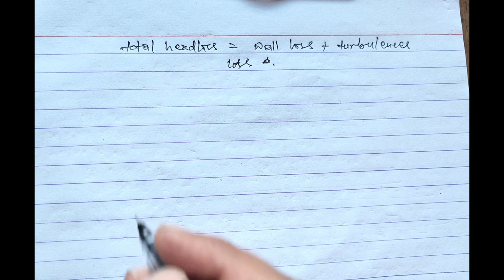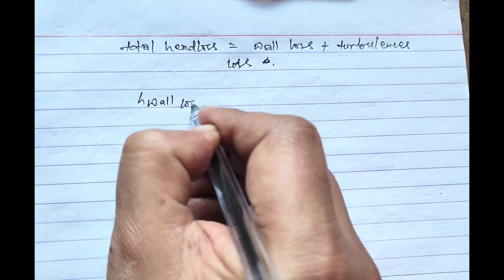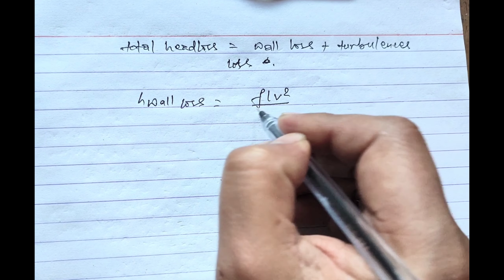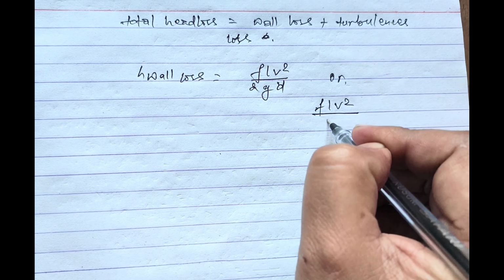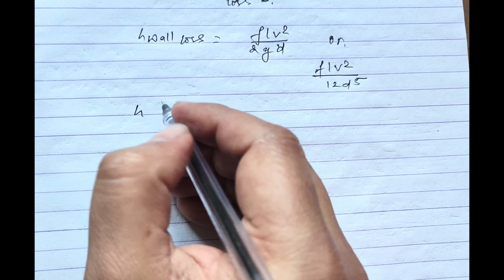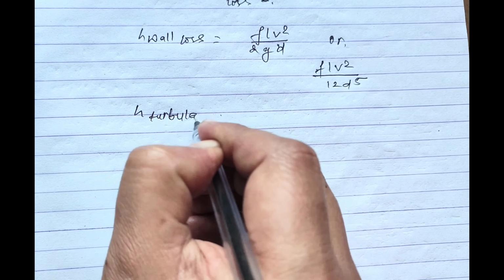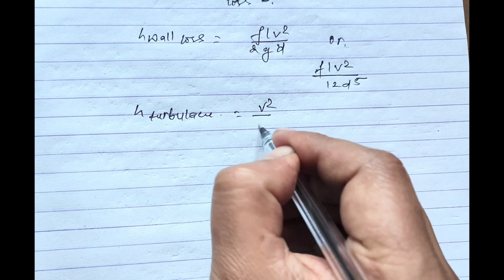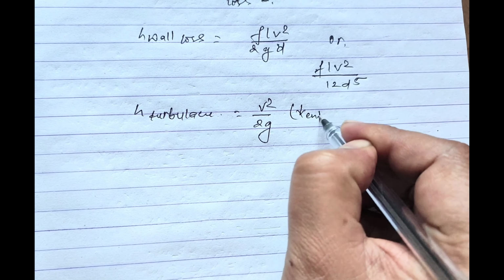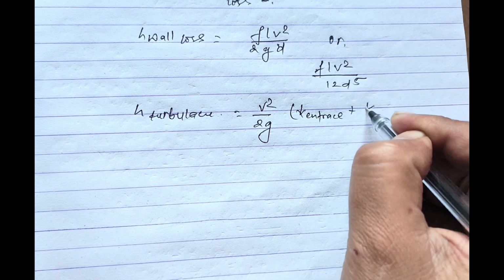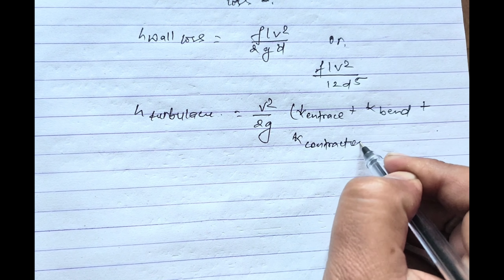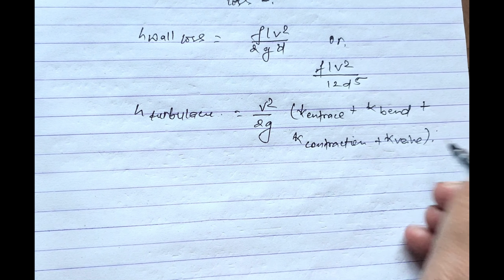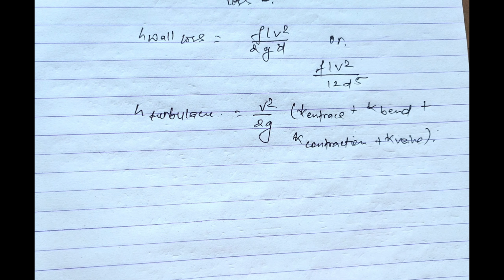The wall loss can be calculated as H wall loss equals f L V square divided by 2gD, or f L V square divided by 12 D power 5, whereas the H turbulence can be calculated as V square divided by 2g times the sum of K entrance plus K bend plus K contraction plus K valve, where K is the head loss coefficient at entrance, bend, contraction or expansion and the valve.